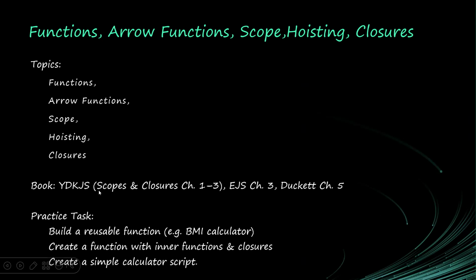You're supposed to read You Don't Know JavaScript: Scope and Closures, chapters 1 to 3. You're also supposed to read EJS chapter 3, that's Eloquent JavaScript, and Dockett chapter 5. You're going to be building a reusable function, like a BMI calculator. You'd also create a function with inner functions and closures, and a simple calculator script.